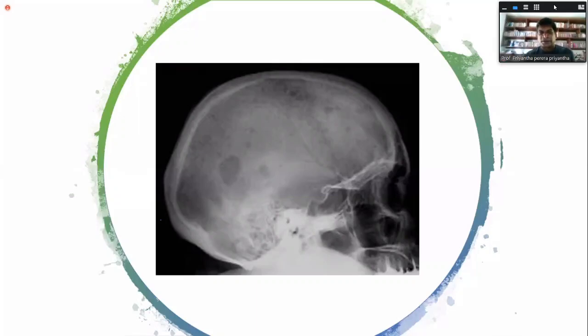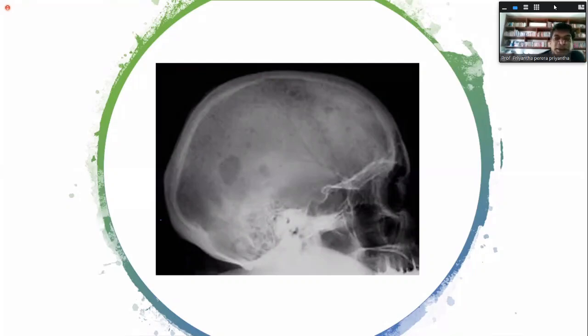Well demarcated lytic lesion. Yeah, there are multiple lytic lesions, right? This one is there, right? So well demarcated, multiple lytic lesions are there, right? So there are osteolytic lesions. So possibilities are neuroblastoma or what else? Histiocytosis, Langerhans cell histiocytosis, or leukemia secondaries. And all those can cause lytic lesions in the skull of a child.